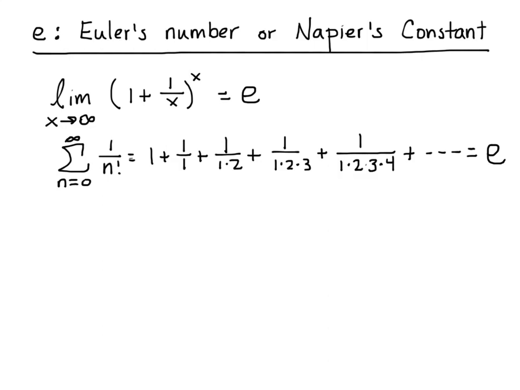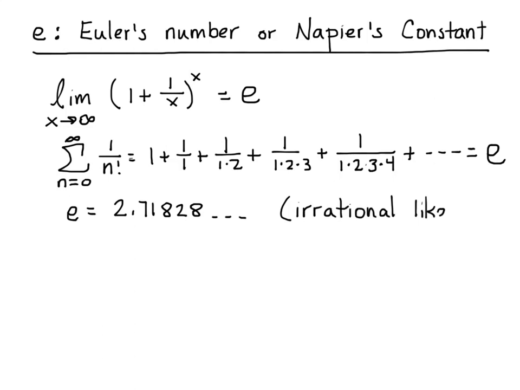You don't have to memorize these per se, but what you should know is that e is usually represented as 2.718. And just like pi, it doesn't repeat nor does it terminate. So it's an irrational number. There's no simple ratio that you can define that makes it a single number.